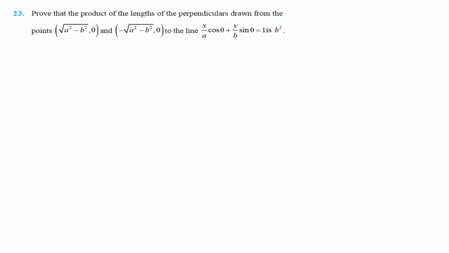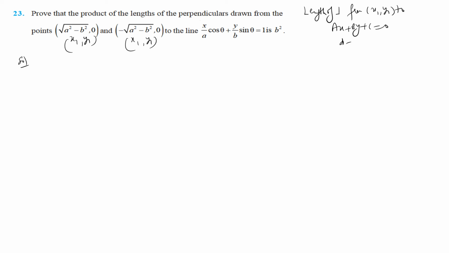Question number 23 says, prove that the product of the lengths of perpendiculars drawn from this point, and suppose this is this point, to this line is b square. Now you know the formula for the length of perpendicular from x1, y1 to the line ax plus by plus c equal to 0. It is given by ax1 plus by1 plus c upon under root a square plus b square.